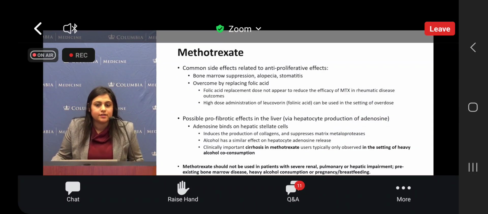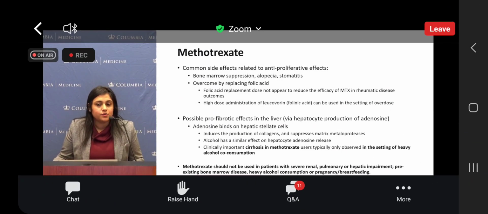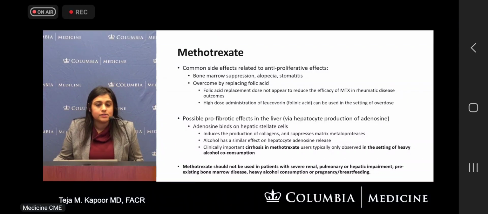So since we're interested in affecting cellular proliferation with methotrexate, you can also have an effect on cells that proliferate the most. So that includes the bone marrow cells. Thus, we can see cytopenias, bone marrow suppression with methotrexate. Also, meanwhile, rapidly proliferating are your skin cells or your mucosal cells, which can be affected with methotrexate. So you can get methotrexate-induced alopecia, stomatitis.